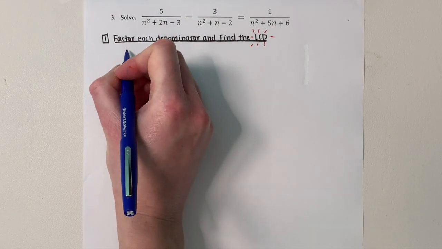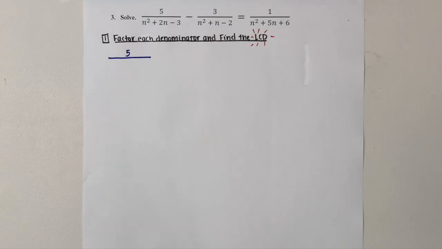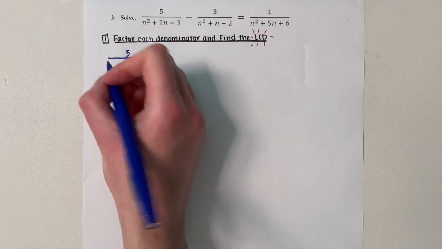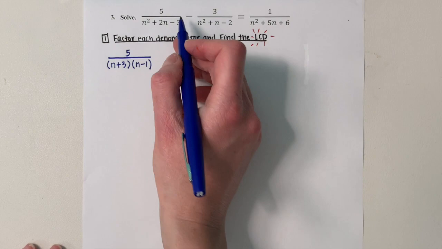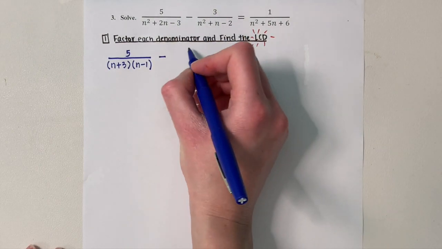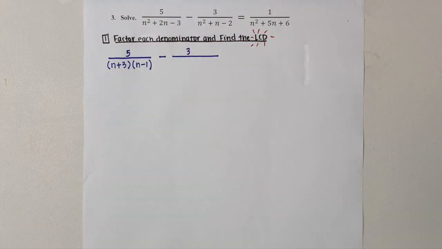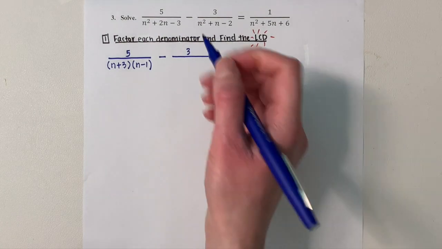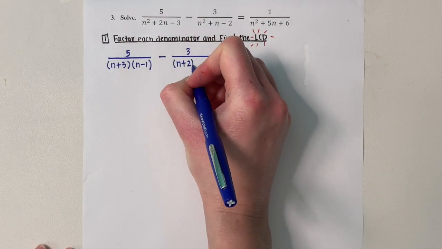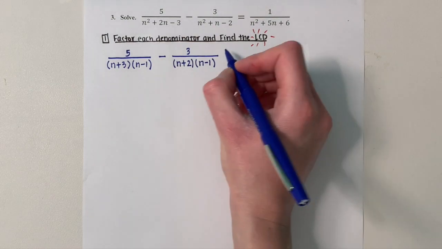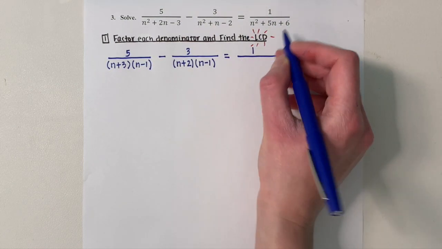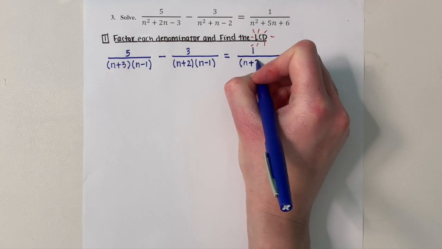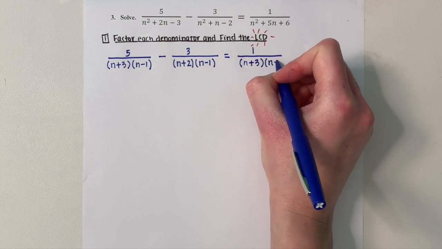I'll start by copying down the numerator, and this denominator can be factored as n plus 3 times n minus 1. Then we'll bring down the minus sign, copy down the numerator. This denominator can be factored as n plus 2 times n minus 1, and we'll bring down the equal sign, again copy down the numerator, and this denominator can be factored as n plus 3 times n plus 2.